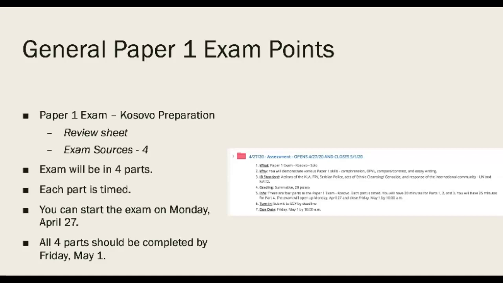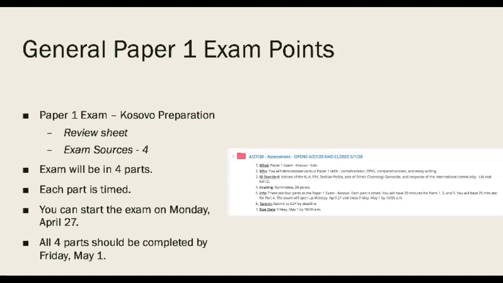In the assessment folder, you will notice that there will be two documents. One is going to be the review sheet, the other one is going to be exam sources. You do want to take a look at both of those documents. It's going to be helpful in your preparation for the Kosovo exam here. Open up the review sheet. It'll have some general ideas about the role of ethnic cleansing in the Kosovo conflict. Take a look at that.